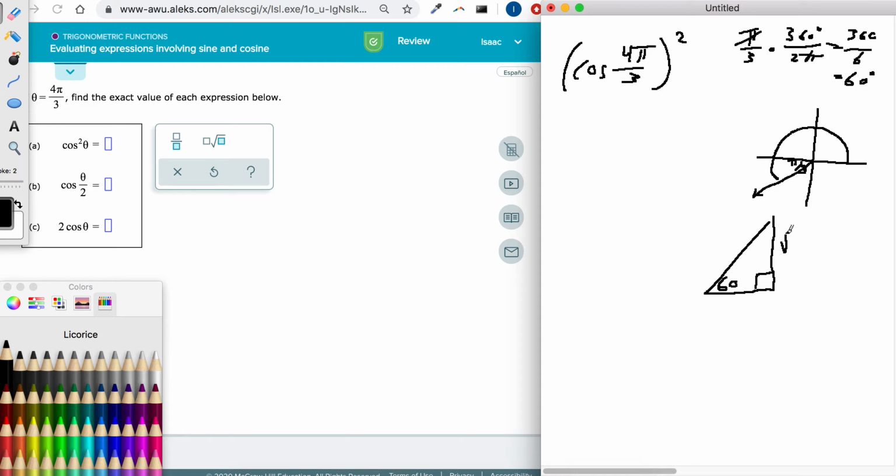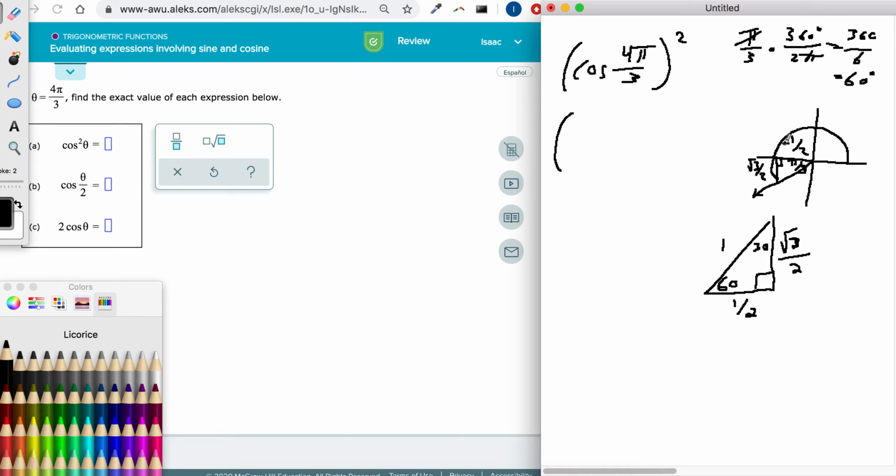What's opposite of 60 is the side length square root of 3 over 2. In these triangles, what's opposite of 30 is 1/2, because the triangles that we draw in the unit circle always have a hypotenuse of 1, okay? So if this is 60 degrees, what's opposite of 60 degrees is square root of 3 over 2, and what's adjacent is 1/2. So cosine is the adjacent divided by hypotenuse.